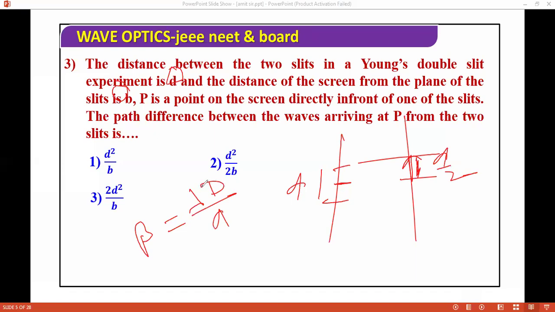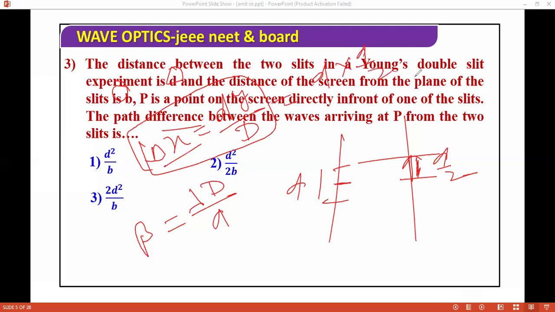And from here, the question is talking about the path difference, which is d y by D. You can write it in this format and solve it. Here D is D and y is d by 2, and if this is given as b, if you solve it you get d square divided by 2b. It's a very good, advanced level question, but it is asked, so you have to know how to solve it.